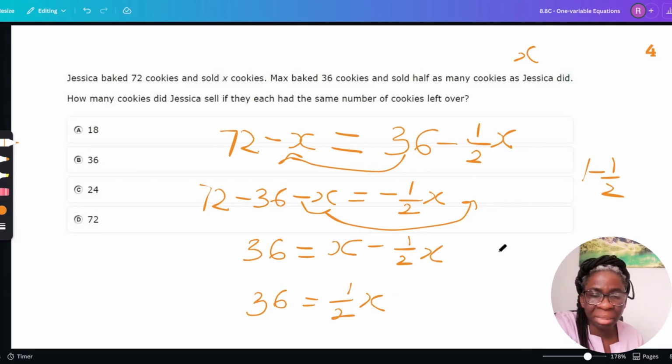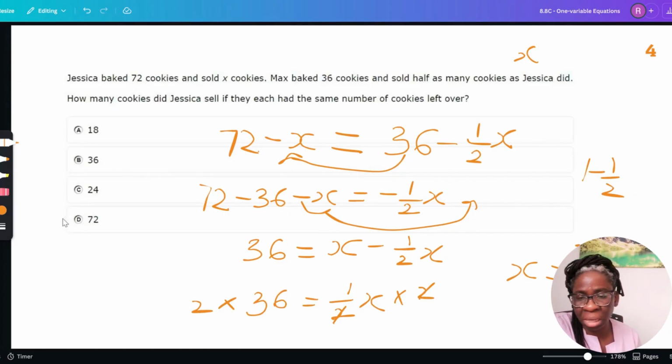So how do we eliminate it? We can only eliminate it by multiplying both sides by 2. So if we multiply this one by 2 and we multiply this one by 2, this 2 will cancel this half. So that means X will be equal to 2 times 36, and that will be 72.